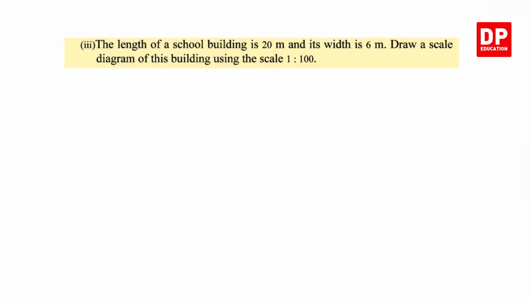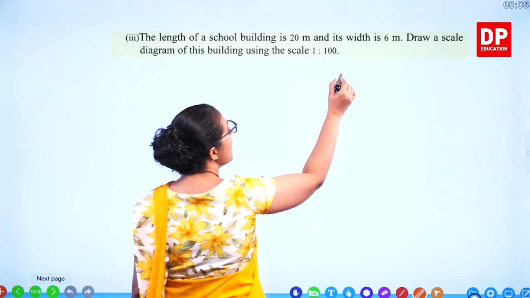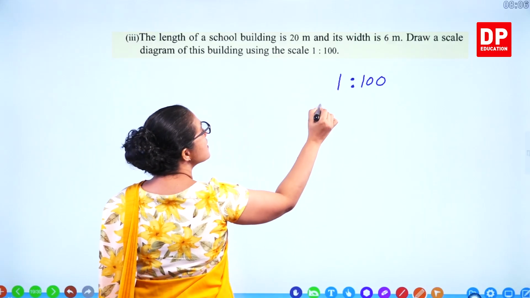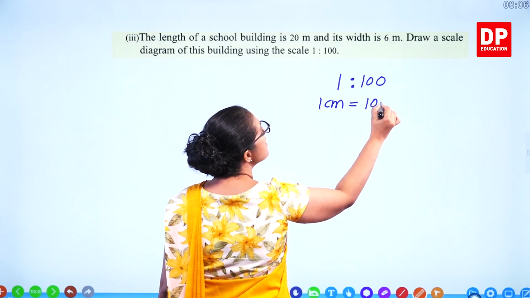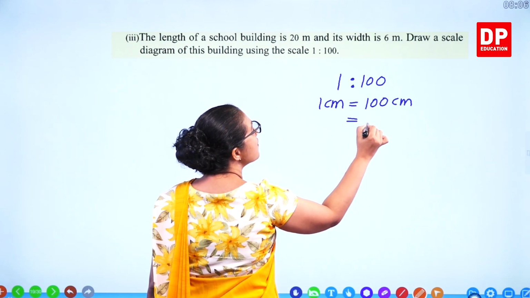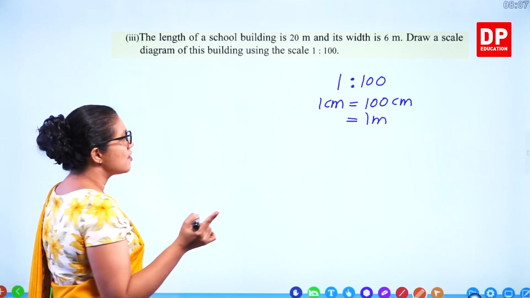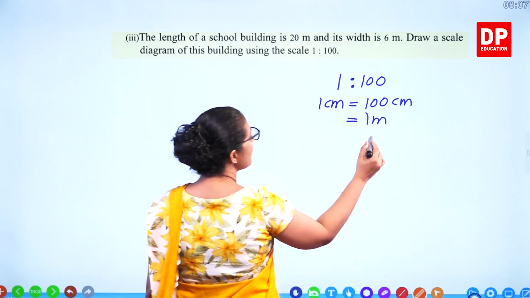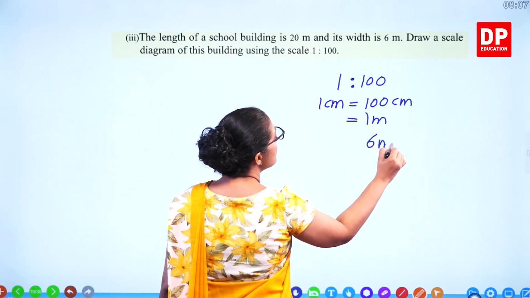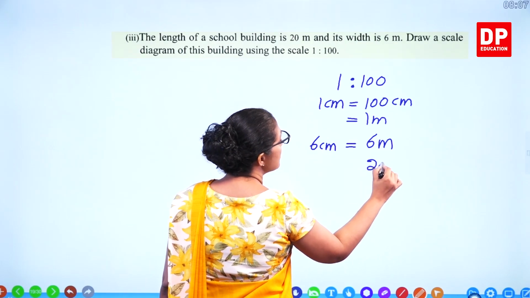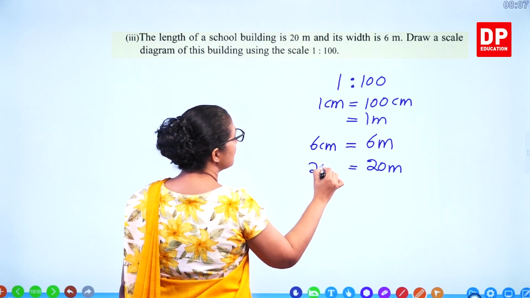The length of a school building is 20 meters and its width is 6 meters. Draw a scale diagram of this building using the scale 1 to 100. First we'll find out the scale 1 to 100. That means 1 centimeter represents 100 centimeters. So when you divide by 100, that's 1 meter. Now we need 20 meters and 6 meters. So what's the length we have to take? If this is 6 meters, you have to take 6 centimeters. If this is 20 meters, you have to take 20 centimeters.